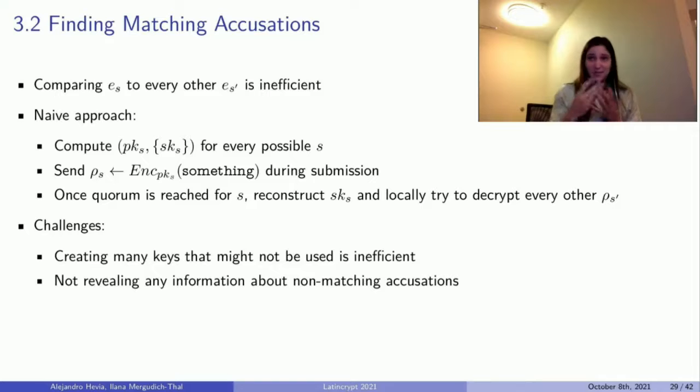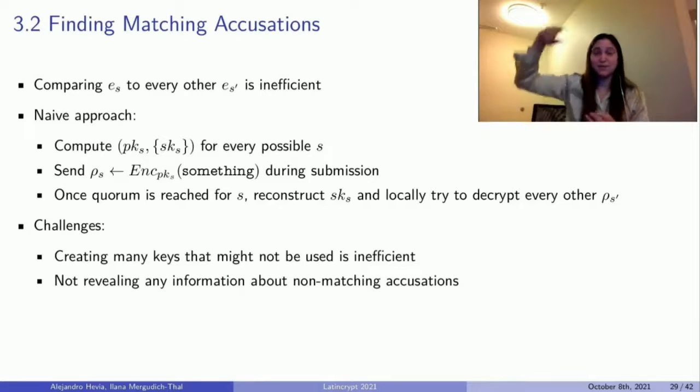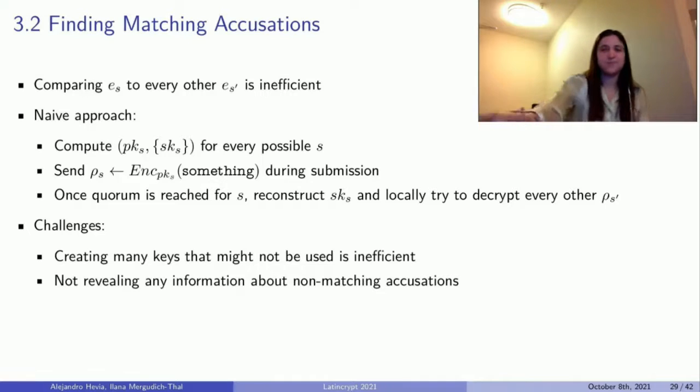This obviously has some pretty big problems. The first one is that computing keys for every possible identity is not efficient at all. And because we would hopefully imagine that most identities will not be receiving accusations, so this is not very efficient. And the second one is that we have to be really careful about not revealing any information about the accusations that do not match. So that when we try to go and decrypt a certain value with a secret key, if the secret key does not match, we should not learn anything about that value that could not be decrypted.